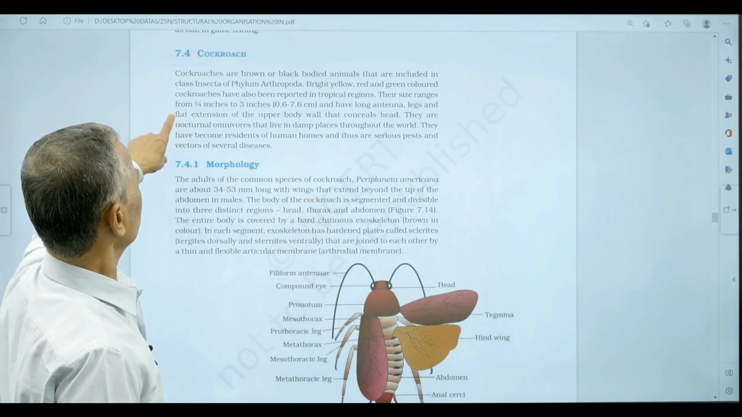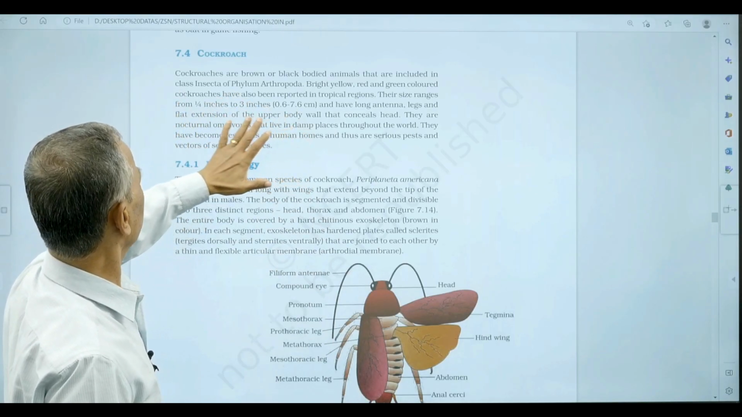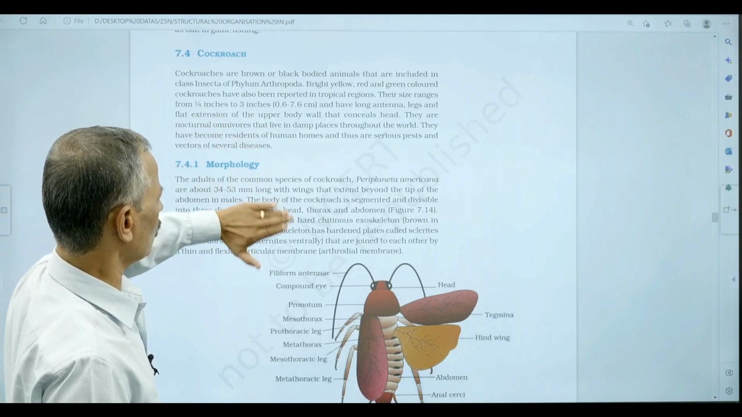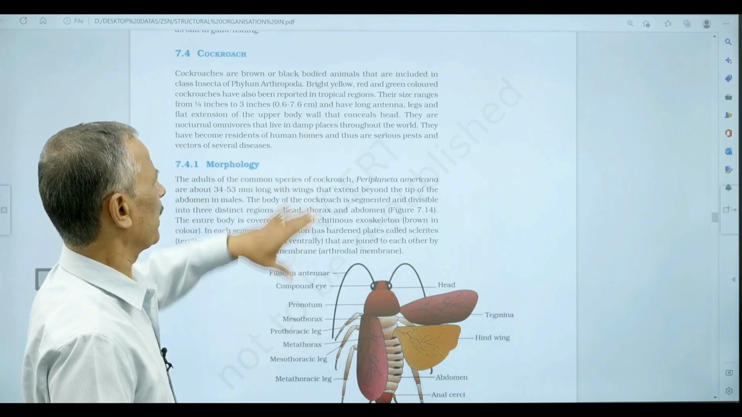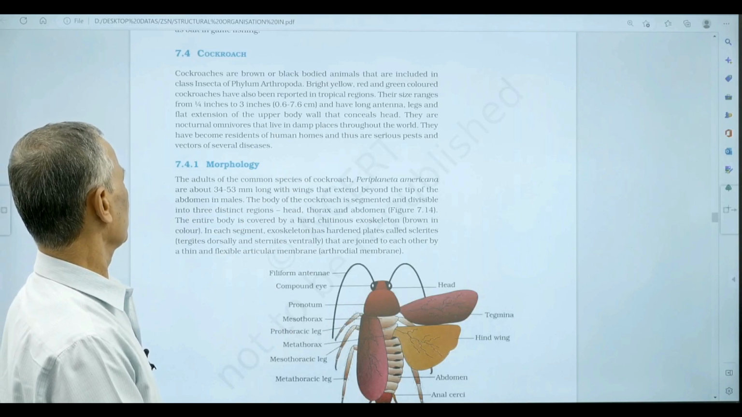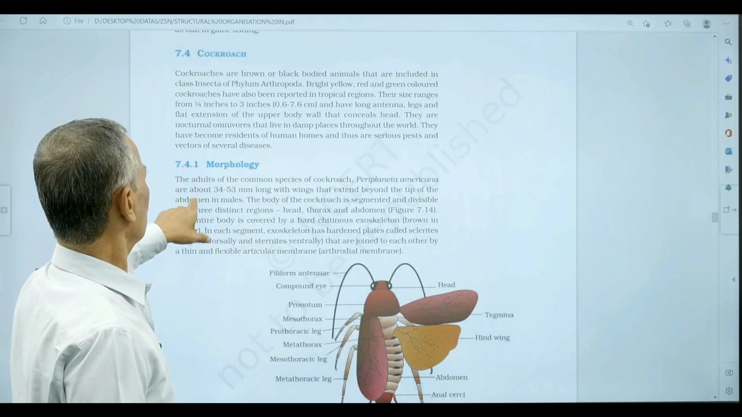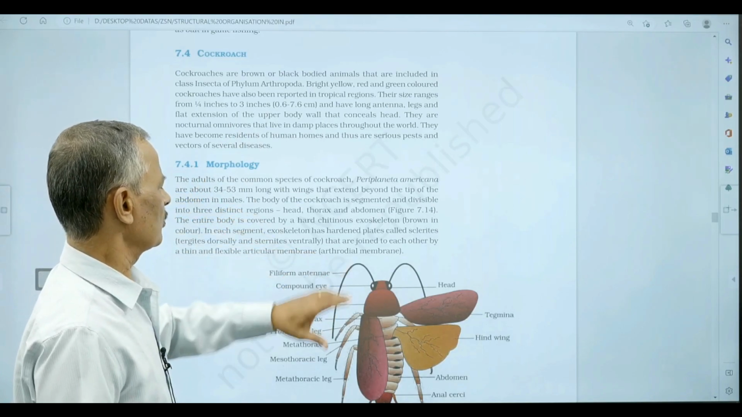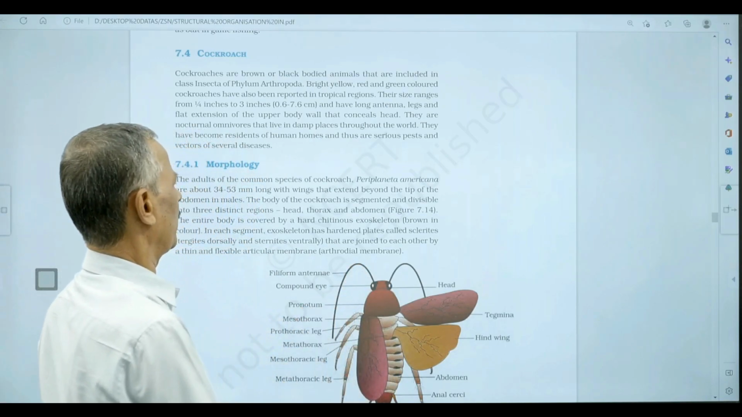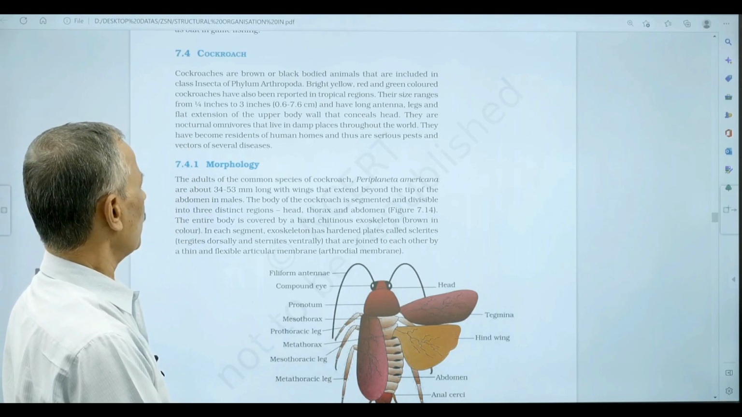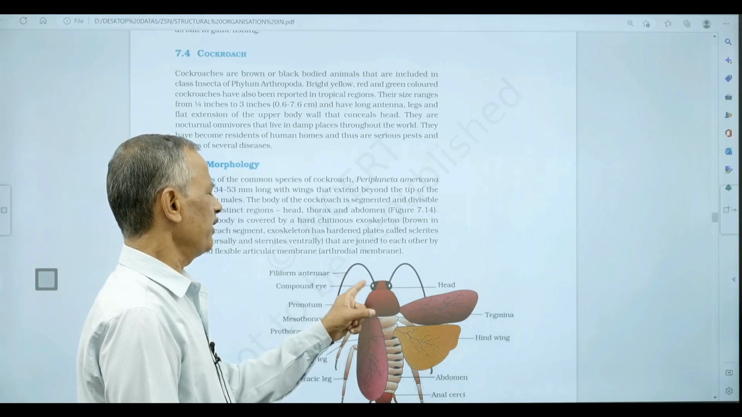It is having different colors. Usually there will be yellow, red or green colored cockroaches found all over the world. It is a cosmopolitan, present in every part of the world, and it is actually a household pest, a serious pest, because it is acting as a vector for several diseases. A cockroach will be having three parts in their body: a head, a thorax, and an abdomen. And arthropods are all having segmentation. The body is segmented. You are having head, thorax, and abdomen.